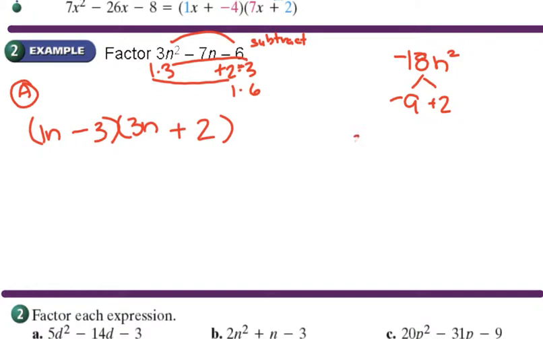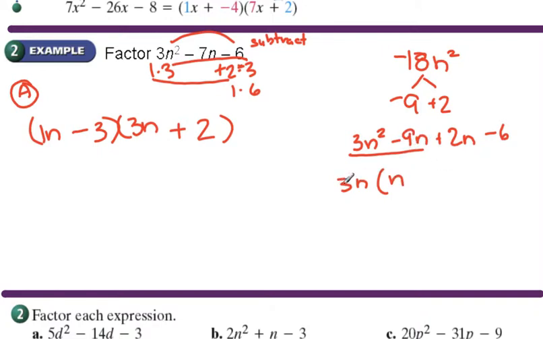So now we have 3n squared minus 9n plus 2n minus 6. Remember, this is just a fancier way of writing negative 7n. Looking at 3n squared and negative 9n, they both have a 3, and they both have an n. If I take a 3n out of 3n squared, we only have an n left.